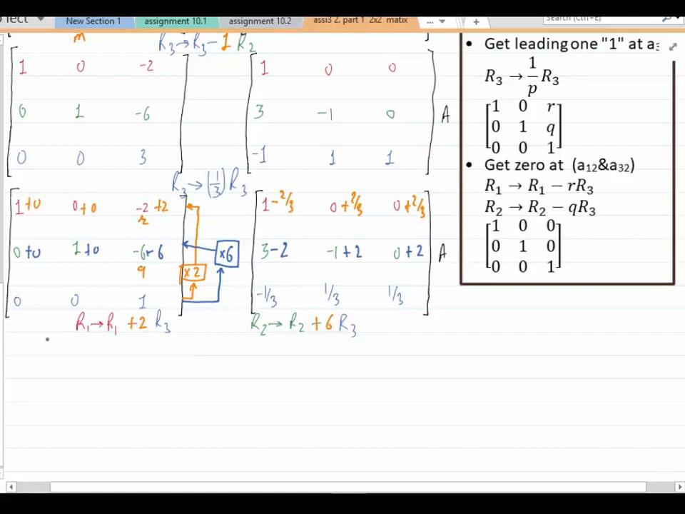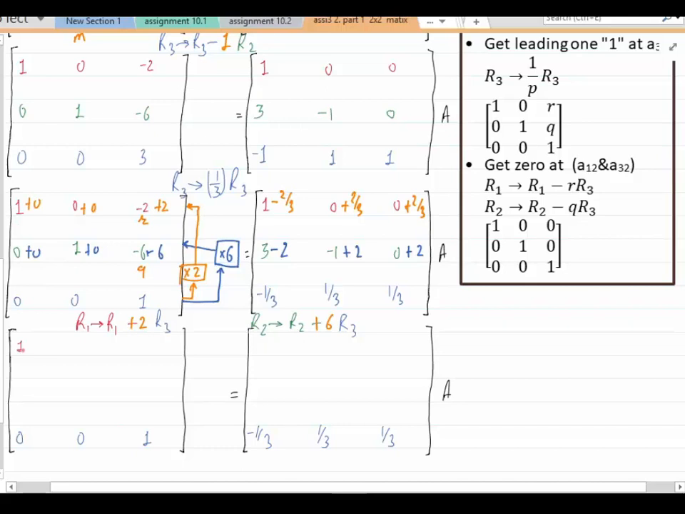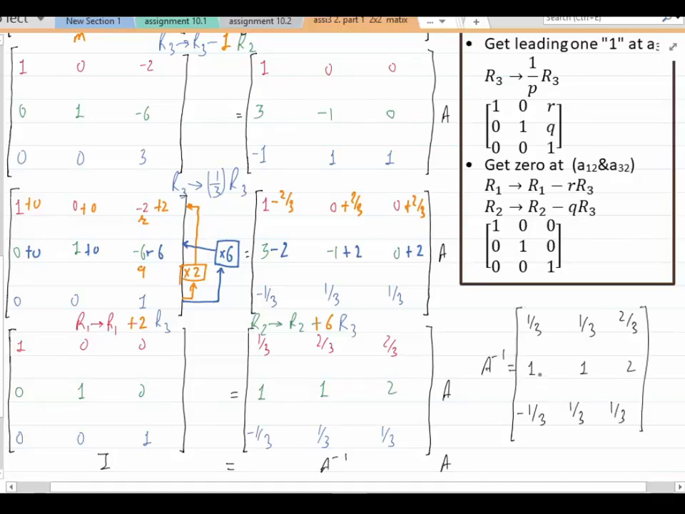So here you can see our third row will be as it is. So let's write down as it is. And our first row will be 1, 0, 0, then 1 by 3, 2 by 3 and 2 by 3. And the second row will be 0, 1, 0 and 1, 1 and 2. So here we get I equal to the A inverse form, which suggests that our A inverse is 1 by 3, 1 by 3, 1, 2 by 3, 1, 1, 2, minus 1 by 3, 1 by 3, 1 by 3. This is our final answer.